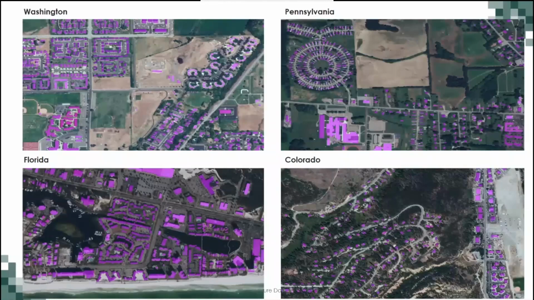And we're providing examples from Washington to Florida to Pennsylvania to Colorado to show that we are able to do this in a wide variety of geographies, in a wide variety of environments. So we have East Coast, Washington, for example, and East Coast, Florida, for example, and then West Coast, Washington. And we're showing Colorado here because oftentimes mountainous terrain is one of the more difficult terrains to extract building features from.